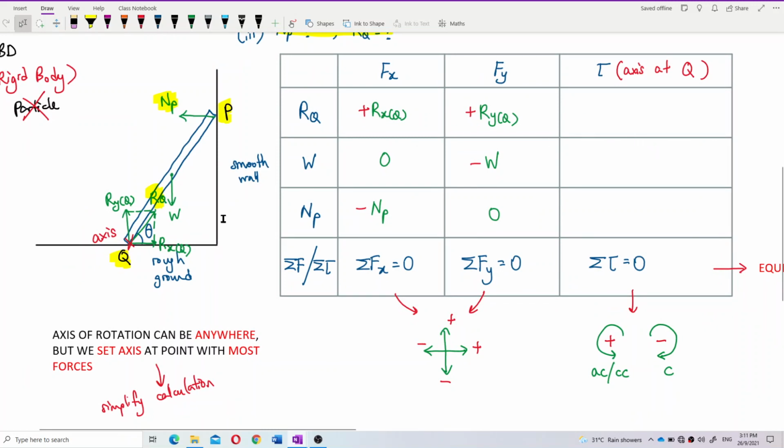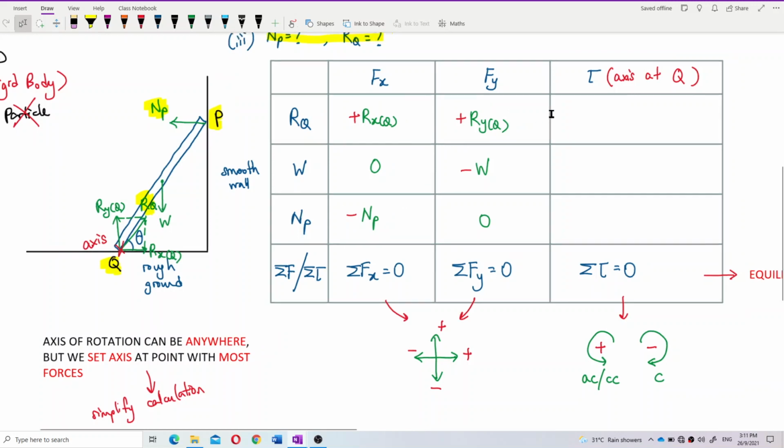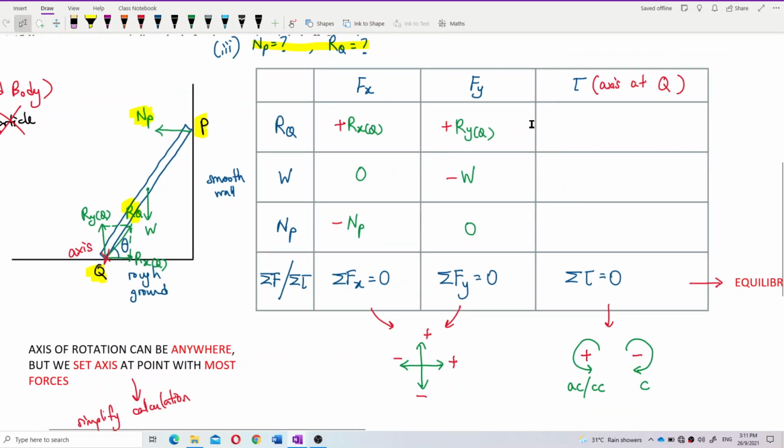Why I set it at Q is the best. Okay, and before we find the torque, we must first know the concept of torque. If you look at the forces here, the normal force, the weight, and the reaction force, they are not perpendicular to the moment, the perpendicular distance. So we need to resolve all these forces into the perpendicular components.